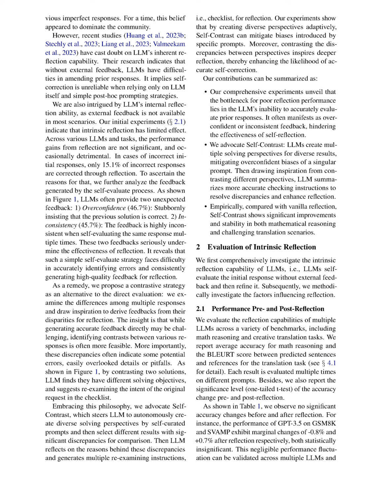Section summary. Large language models, LLMs, have shown impressive capabilities in reasoning and decision-making, but they often produce inaccurate results and struggle to self-correct. Previous post hoc prompting strategies have relied on external feedback, but our experiments show that LLMs have limited internal reflection abilities. To address this, we propose a contrastive strategy called self-contrast, where LLMs generate multiple solving perspectives and compare the discrepancies between them to enhance reflection and improve self-correction. Empirical results demonstrate the effectiveness of self-contrast in mathematical reasoning and translation tasks.